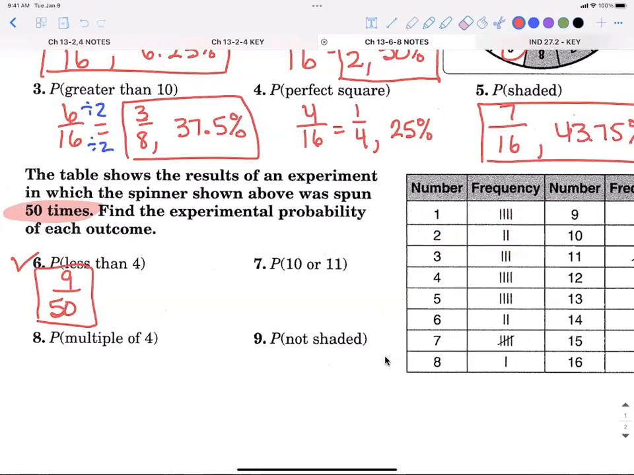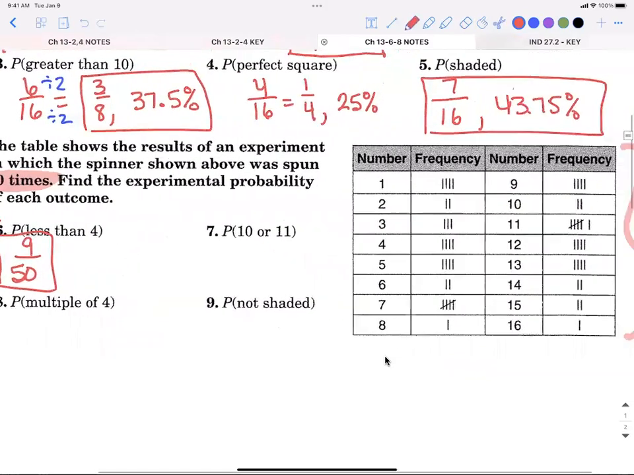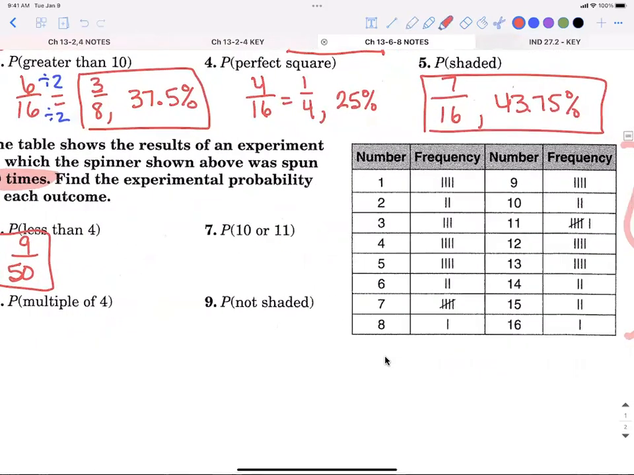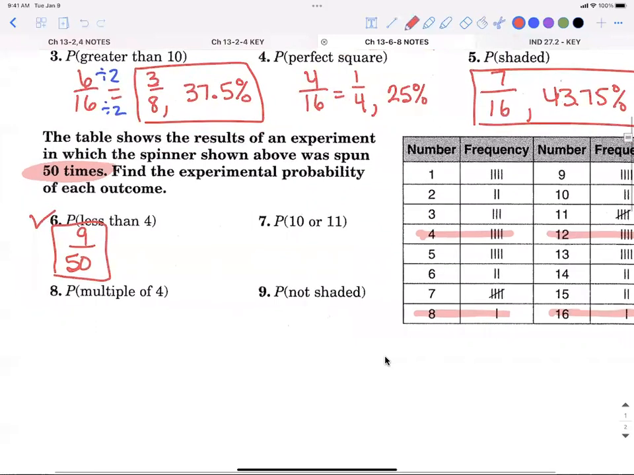All right, so let's skip down to multiples of 4. I'm going to skip number 7 because I think you're good with 10 and 11. So let's look at multiples of 4. Well, first of all, let's highlight which ones are multiples of 4. 4, good. 8. 1 isn't a multiple of 4. We got 4, 8, good, 12 and 16. So add up those tally marks. What do we get? Good. 10 over 50. And those are both divisible by 10. So we reduce that to 1 over 5, and we don't have to make it a percentage. So we're done.